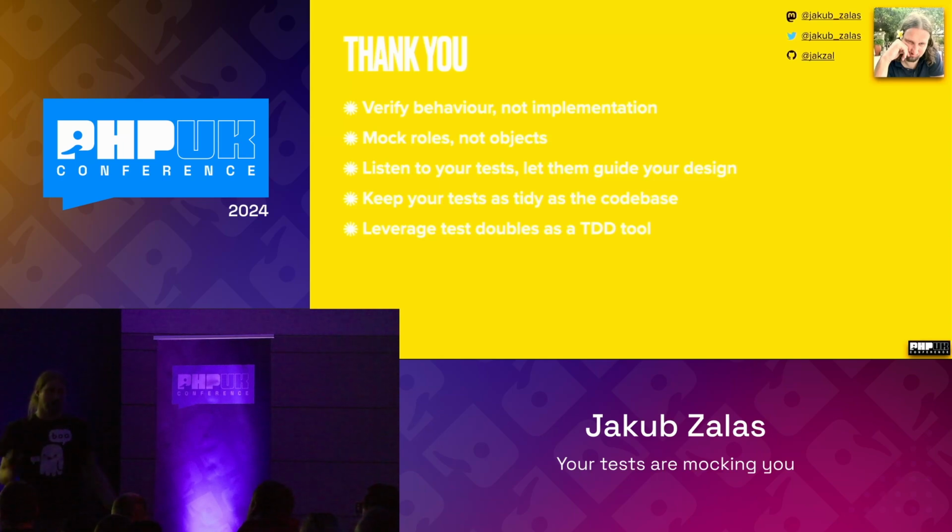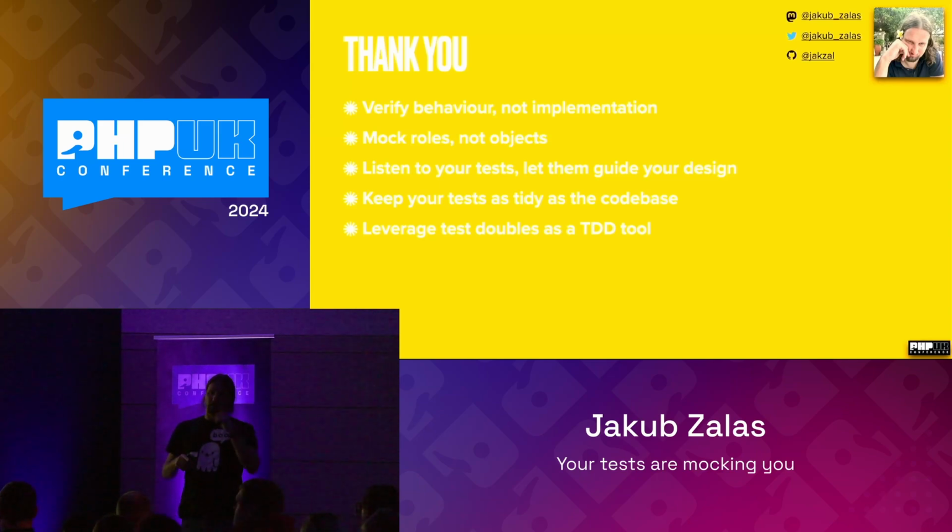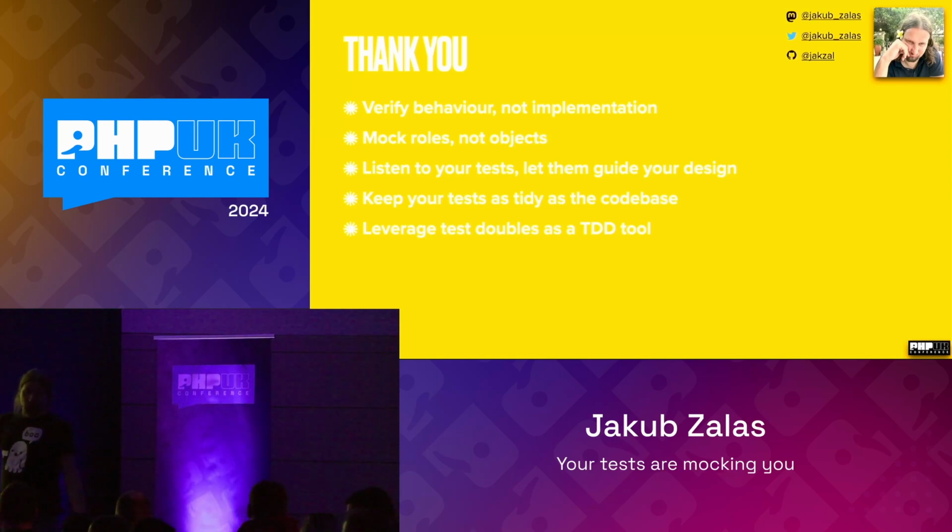Listen to your tests, let them guide your design. So whenever something is hard to write, whenever something is not readable, think how to change either your code or your test. Your tests need to be refactored as well. They need to be readable and maintainable. Keep your tests as tidy as the code base. And finally, I think test doubles, and mostly those auto-mocking frameworks, are mainly a tool for TDD. If you're not doing TDD, you'll be fine with just using fakes.